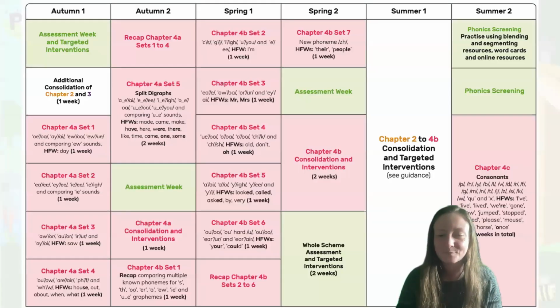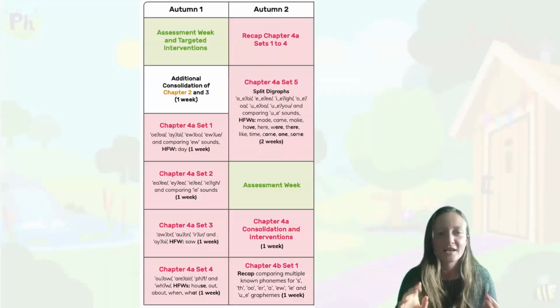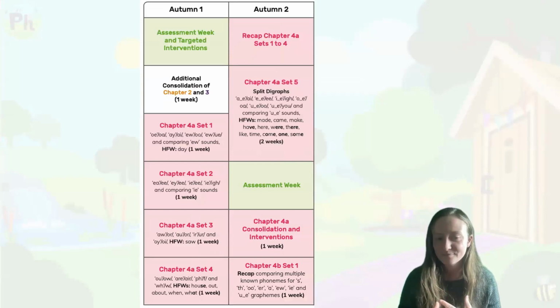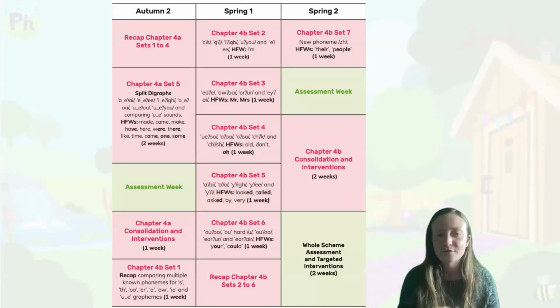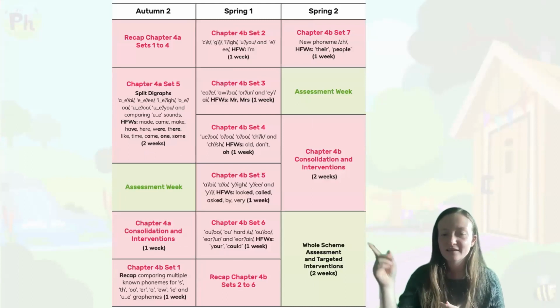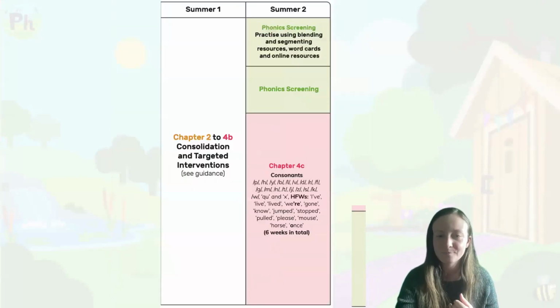So in year 1, we have got all of chapter 4A and chapter 4B to cover, and we do start chapter 4C as well. So I'll separate these ones out. So chapter 4A, again, it's a very similar pattern to reception. And then 4B starts at the end of autumn as well. We do quite a few sets in 4B all at once, and then a recap and lots of time for consolidation and interventions towards the end of the spring term.